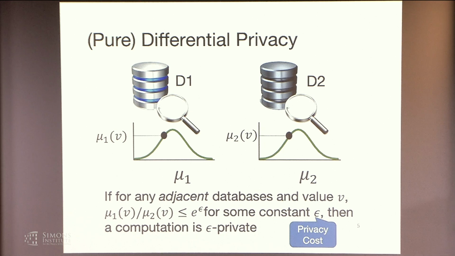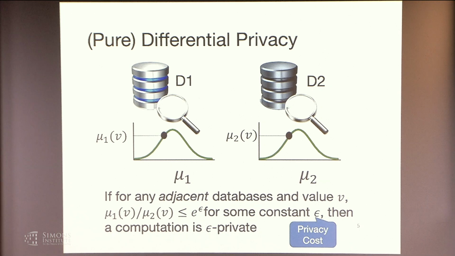So epsilon differential privacy just specifies that for the final distributions of running on two different databases that are adjacent, the ratio of the probability of seeing the same value in the two distributions is bounded by e to the power of epsilon, where epsilon is a constant. That's the pretty standard definition of epsilon privacy.